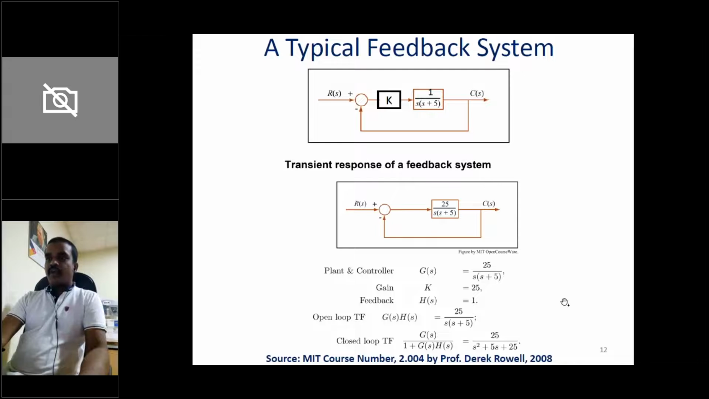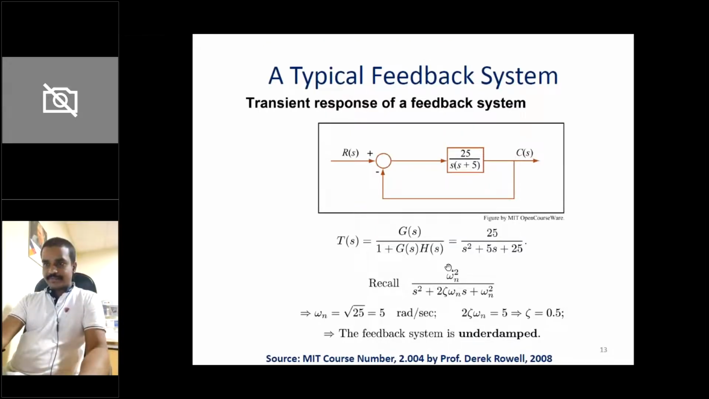So now this is my closed loop transfer function, G by 1 plus GH, 25 by S square plus 5S plus 25. And this is the second order thing we have seen. If I correlate these two, in the numerator omega n square, so omega n square is equal to 25. Hence omega n equal to square root of 25. So I'm getting 5 radian per second.